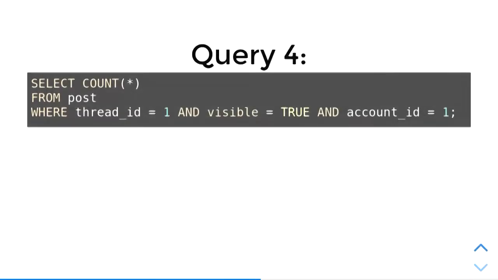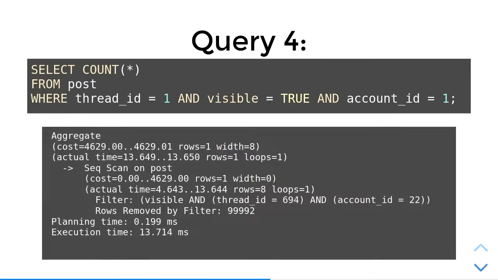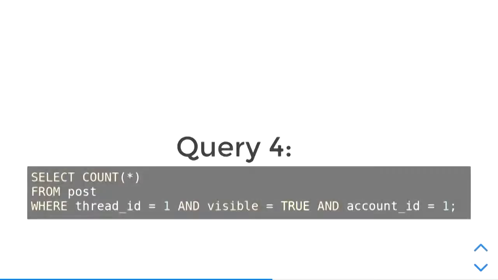Let's move on to query number 4. What's the count of the number of posts in the thread that are visible that I posted? Again, the initial query, again, sequential scan. We filter on all these different terms, and 99.99% of the rows don't match. But it's still costing us 4,629. Whew, this is getting repetitive.